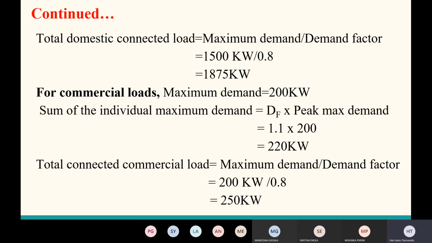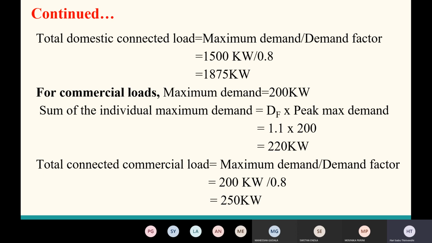First of all, you have to find out the maximum demand of the station. That is found from the formula of diversity factor. Diversity factor equals the sum of individual maximum demands divided by the maximum demand of the station. So maximum demand of the station is equal to the sum of individual maximum demands by diversity factor. Sum of individual maximum demand means 1500 plus 2000 plus 10,000, 13,500, divided by 1.35, that is equal to 10,000 kilowatt. That is the maximum demand of the station.